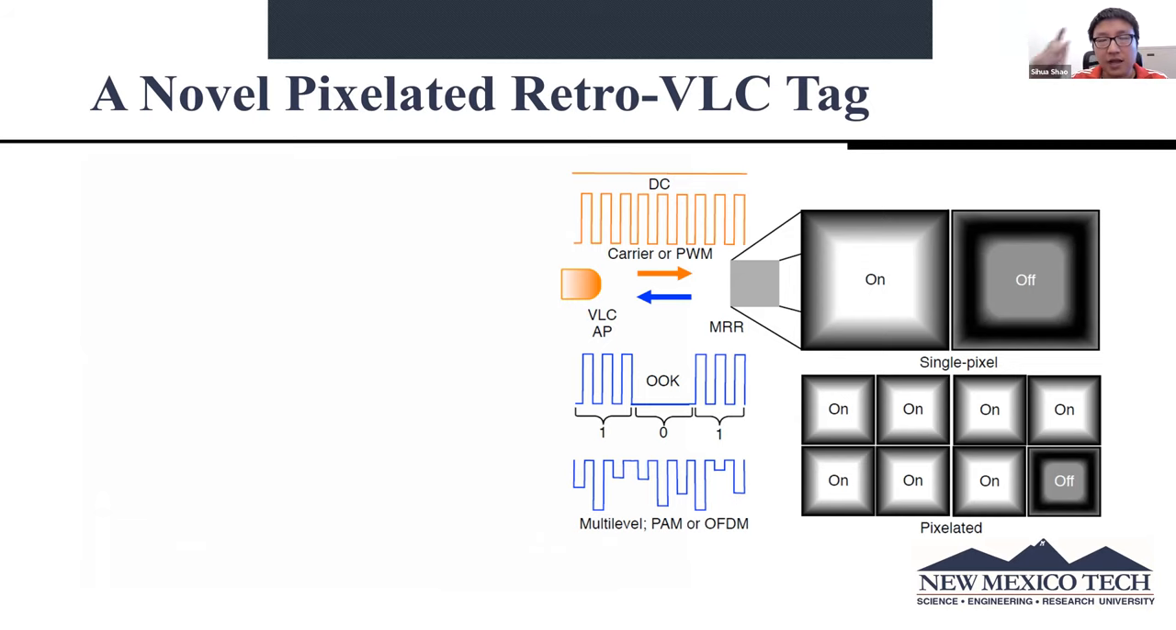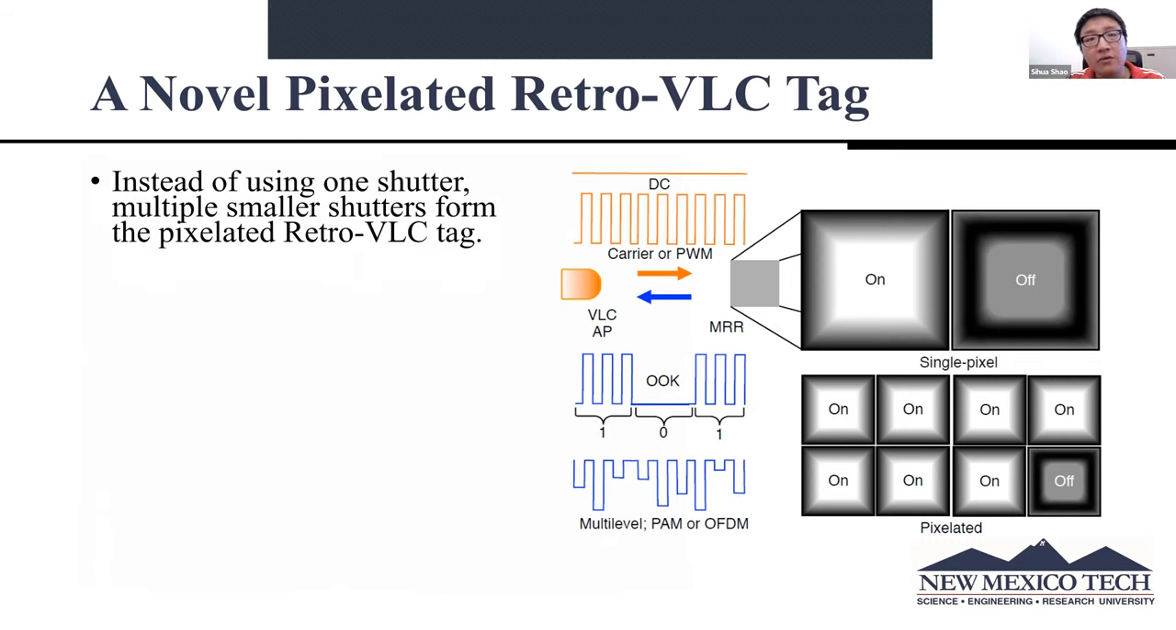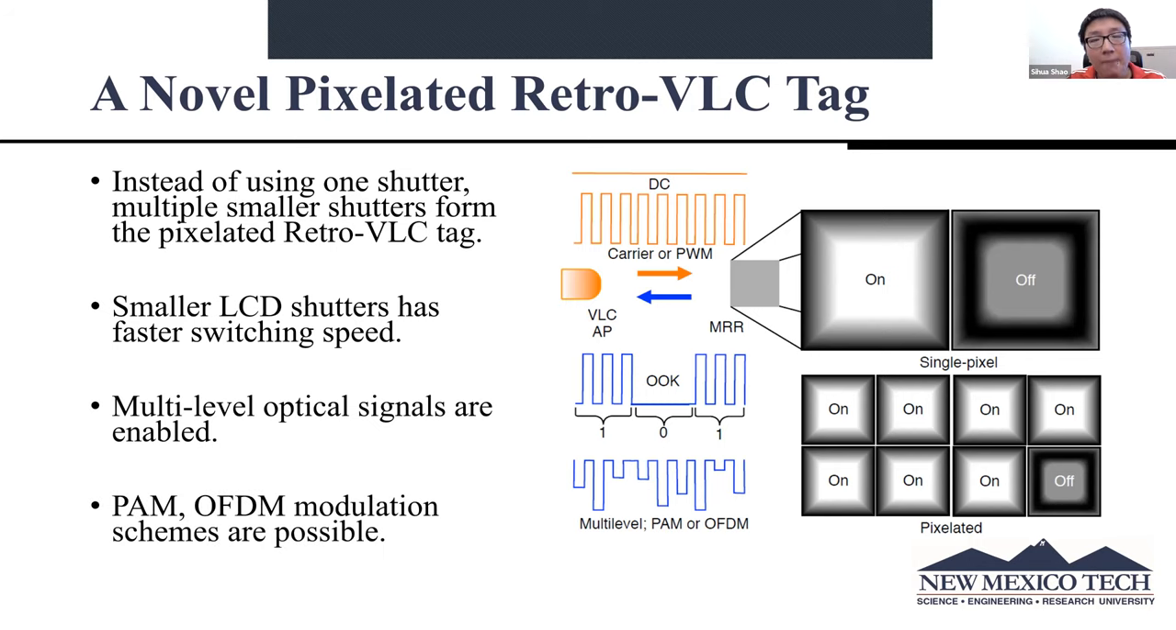Based on this limitation, we propose another concept, the pixelated retro VLC tag. Instead of using one shutter, we can aggregate or integrate many different shutters. One of the benefits is that a smaller shutter will have a faster switching speed. That's a manufacturing concept. When you manufacture a small LCD shutter, this capacitance, we call it junction capacitance, is less. And then your LCD shutters can turn on and off faster. When you integrate many pixels, you can turn on and off each pixel individually to create a multi-level optical signal. Upon that, we can develop more advanced modulation schemes rather than simply on-off keying.